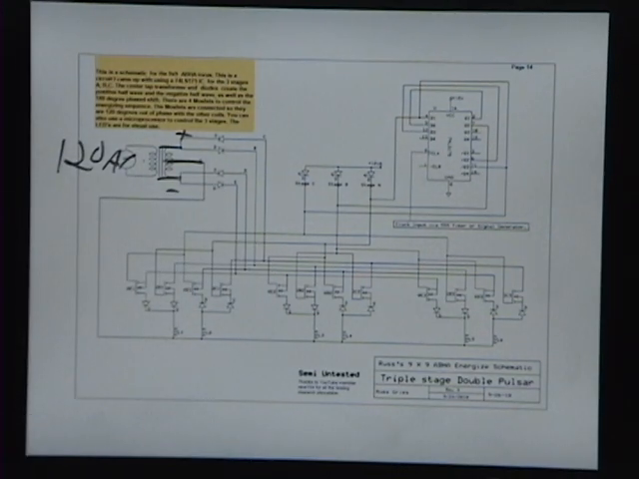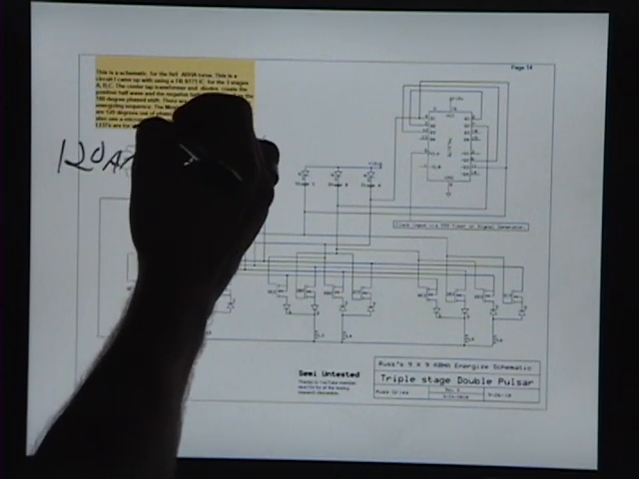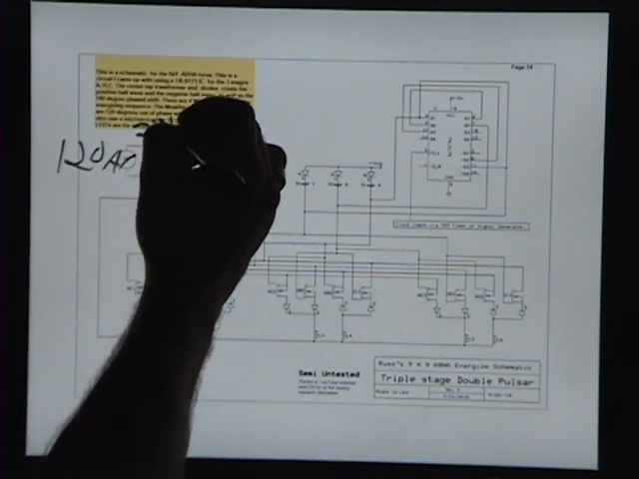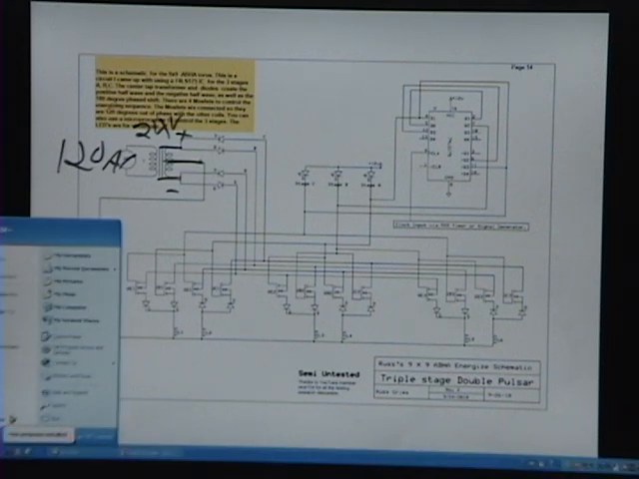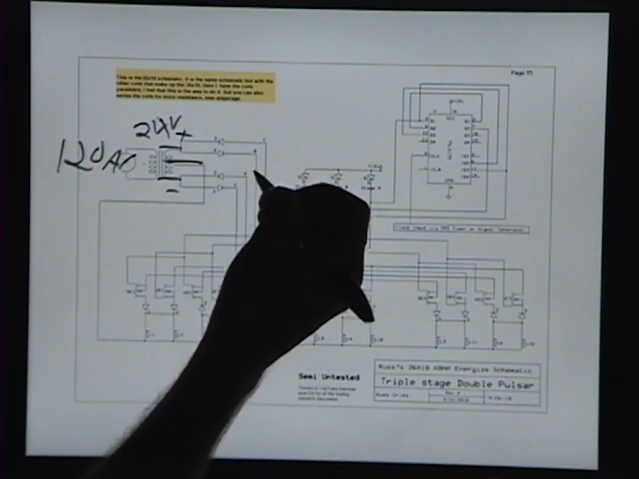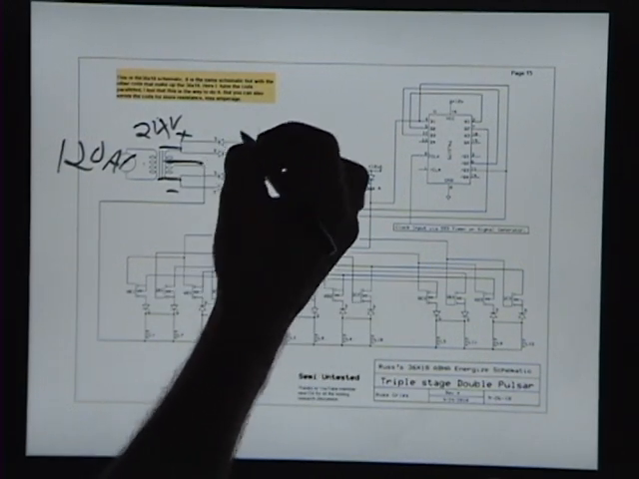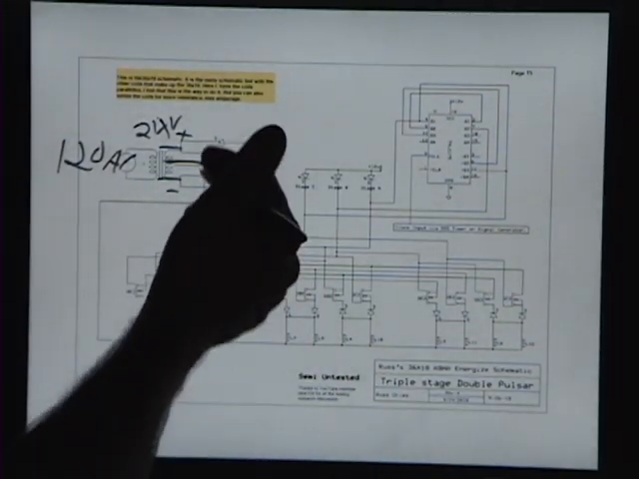and a negative tap. Okay, and this can be a step down transformer, so we'll just make it 24 volts. Okay, so it's a 24 volt transformer. Now, I don't have my papers here, so I'm probably going to get myself confused on how these stages actually work. That's no problem.